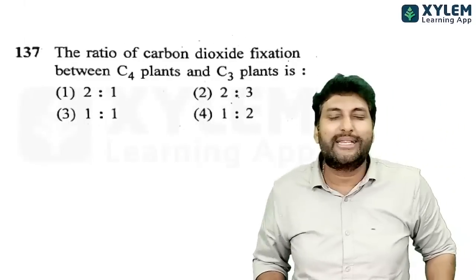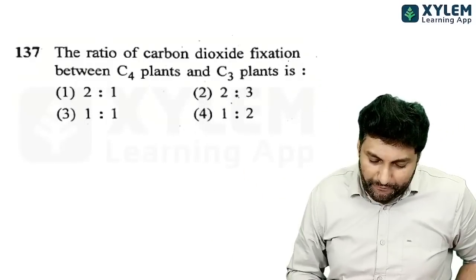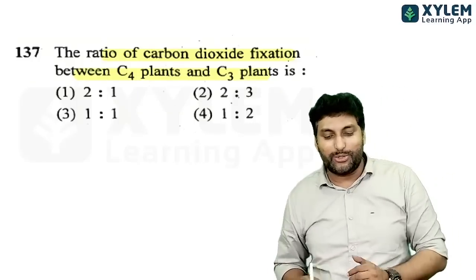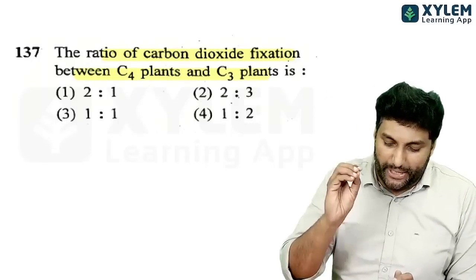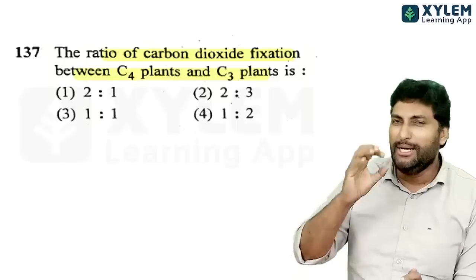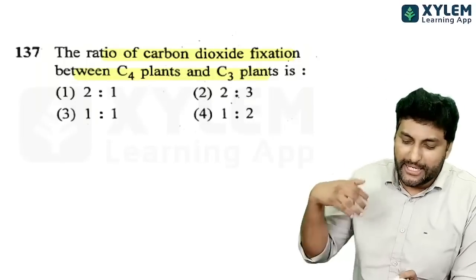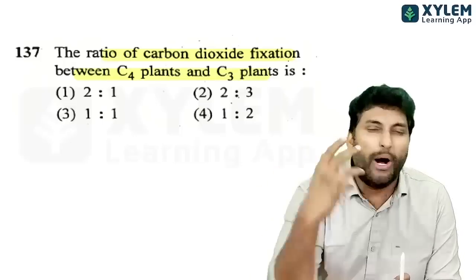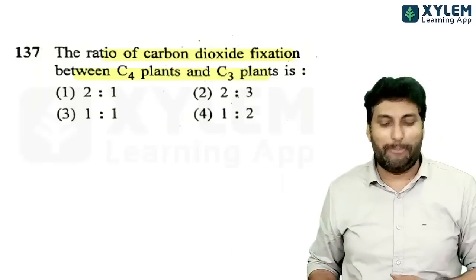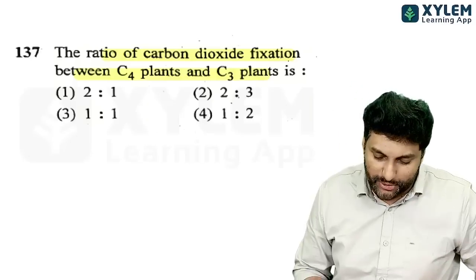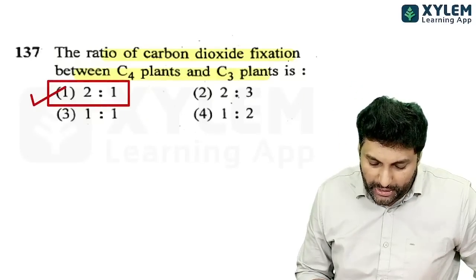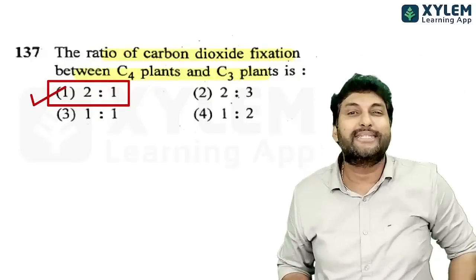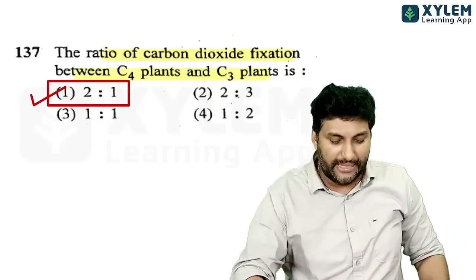Again, let's move to the 137 question. Question from photosynthesis. The question is asked like this: comparing C4 and C3 plants, the ratio of carbon dioxide fixation. You know it very clearly that C4 plants are photosynthetically more efficient, twice as efficient as C3 plants. So the right answer goes to the 2:1 ratio. C4 plants are twice as efficient as C3 plants. So 1 is the right answer.